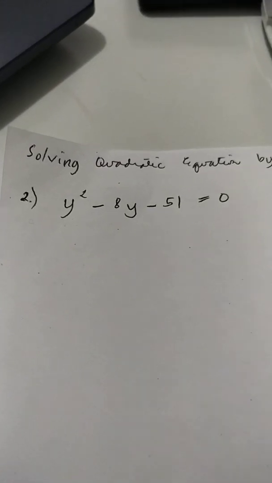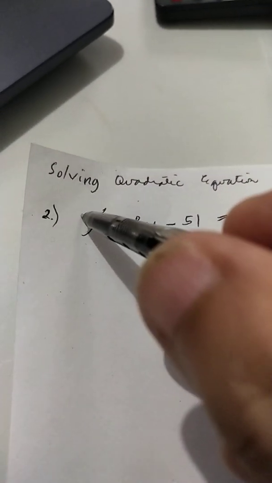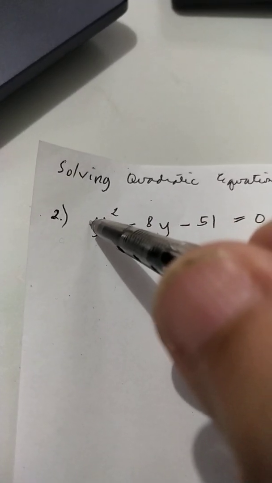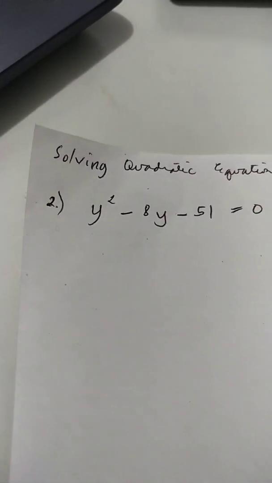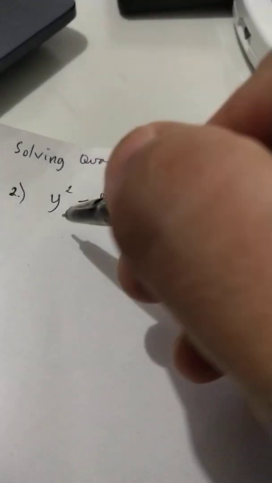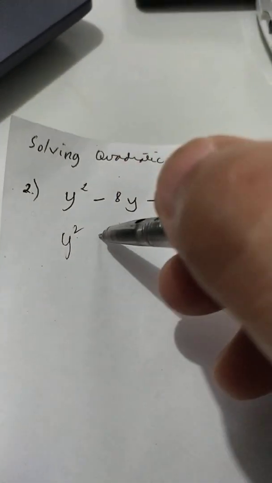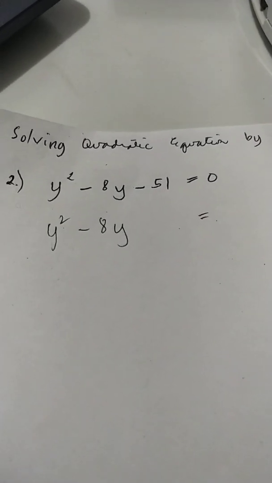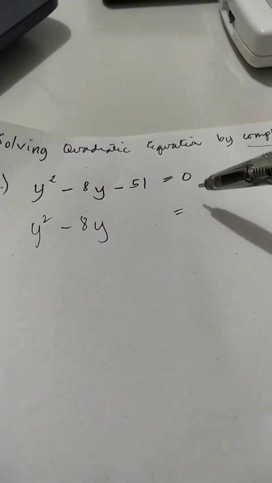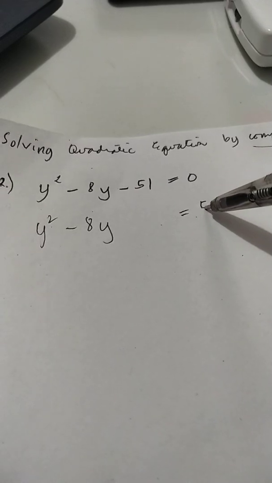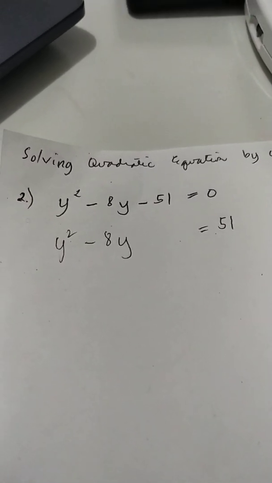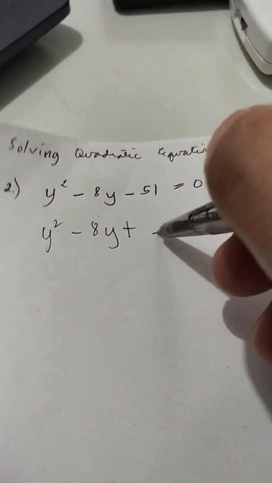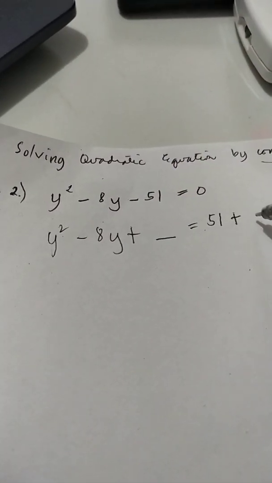So in completing the square, first make sure that the numerical coefficient of the quadratic term is 1. Okay, so we have here y squared minus 8y. By addition property of equality, the negative 51 should be written on the right side and it will become positive. Then plus the blank plus the blank.